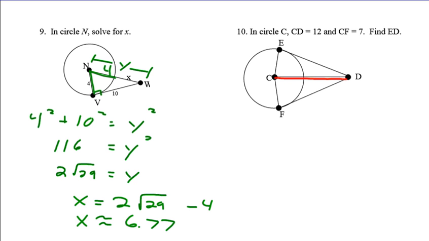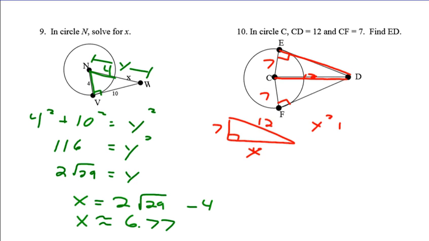Here we have CD is 12, CF is 7, which means that that's 7. We know that these are right angles. We need to know what that side is. This is another Pythagorean theorem problem. Wow, you have lots of Pythagorean theorem problems in here. Yes, be ready for them. So again, I'm just going to draw this out separately so I can see what's going on. The hypotenuse is 12. This is what we want to know. That's our x. So x squared plus 7 squared is 12 squared. Which does not simplify.